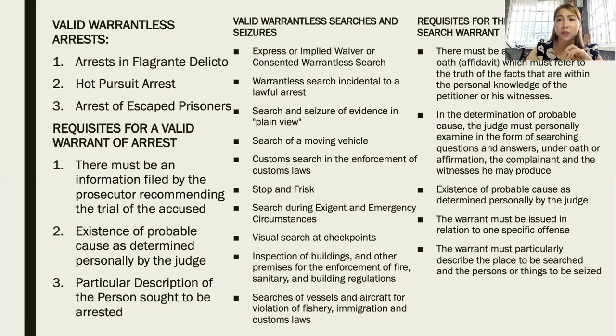Ano naman yung hot pursuit arrest? So hot pursuit arrest is when an offense has in fact been committed and he has personal knowledge of facts indicating that the person to be arrested has committed it. Yung requisites nito, may kaka-commit lang nung offender ng offense, di ba? A crime must in fact or actually have been committed first. That a crime has actually been committed is an essential precondition.